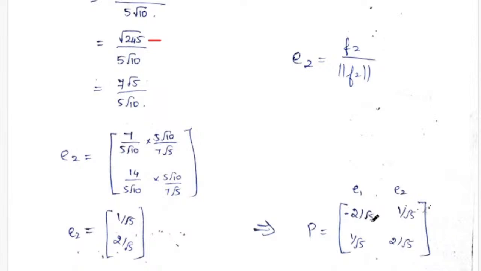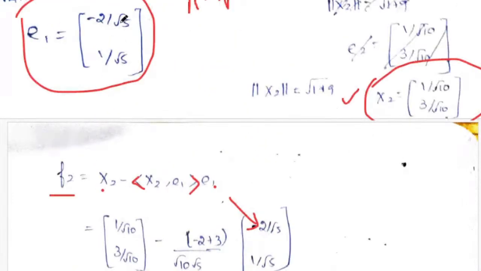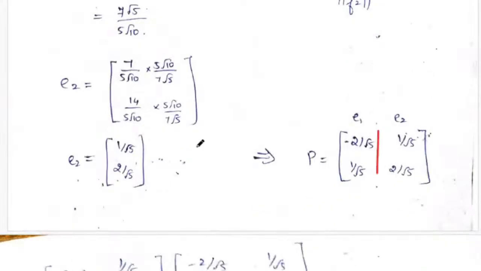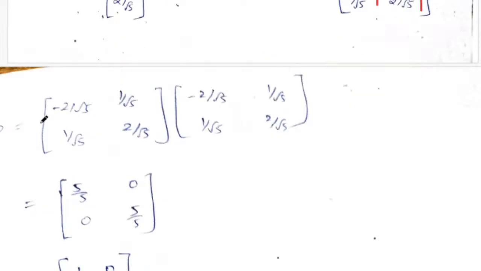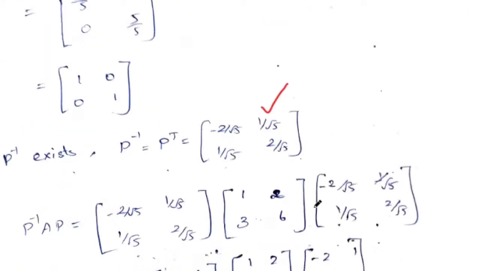So E1, I'm writing it as E1, is nothing but minus 2 by root 5, 1 by root 5, minus 2 by root 5, 1 by root 5. E2 is 1 by root 5, 2 by root 5. So this is P. P transpose P is equal to identity. So P transpose is the inverse element. P inverse exists, and that P inverse is nothing but P transpose.